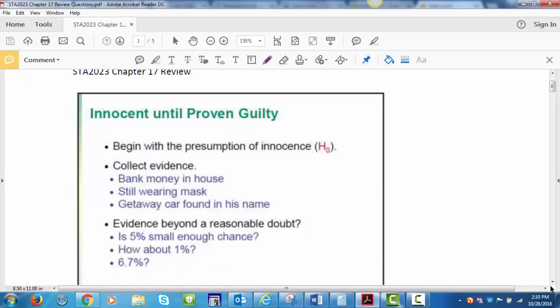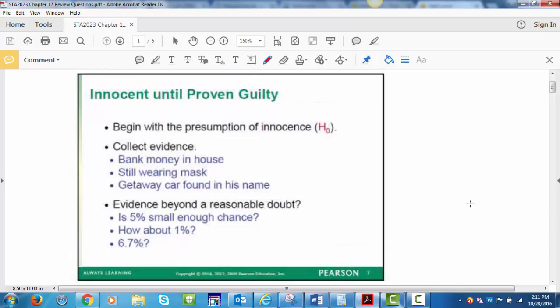So if you think of a court of law, somebody's going to go to trial. They're accused of committing a certain crime. Remember that we always start with a presumption of innocence, and that would be like our null hypothesis. And then we collect evidence, which is what we do when we do a hypothesis test, to see if we can support the alternative. In this little scenario, let's say that the person was accused of robbing a bank, and they collect evidence, and they found the bank money in the person's house. They're still wearing the mask, and the getaway car is registered in the accused person's name. So the question is, is this enough evidence beyond a reasonable doubt that finds the person guilty of the crime?